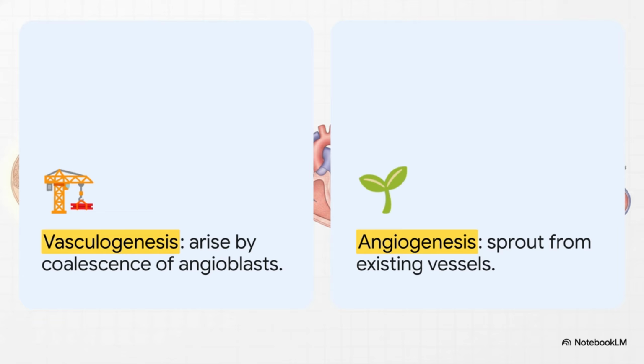First, we have vasculogenesis. This is the creation of brand new vessels from scratch. They arise directly from the coalescence or clumping together of precursor cells known as angioblasts. On the flip side, we have angiogenesis. This is when new vessels simply sprout from already existing ones. I always like to think of vasculogenesis as laying down the major highways across empty land, while angiogenesis is building out all the local side streets that branch off of those highways.